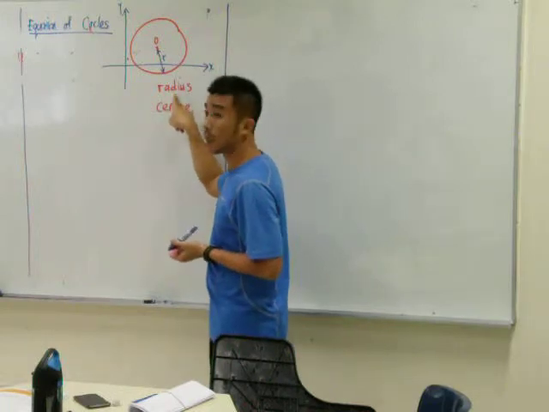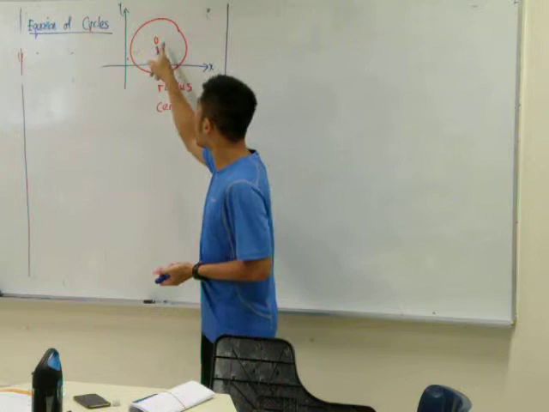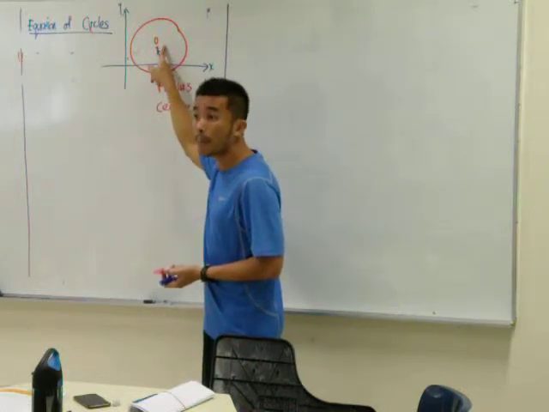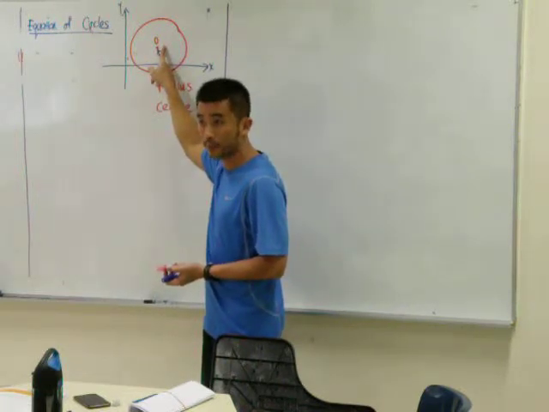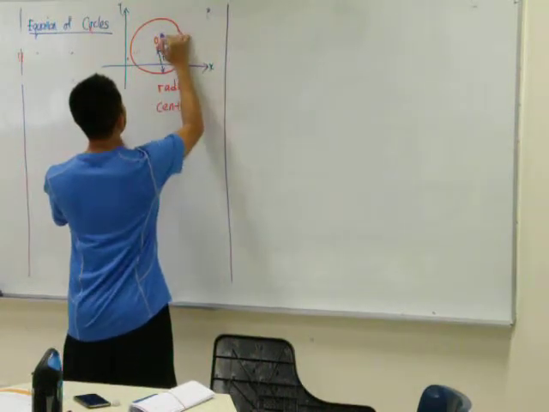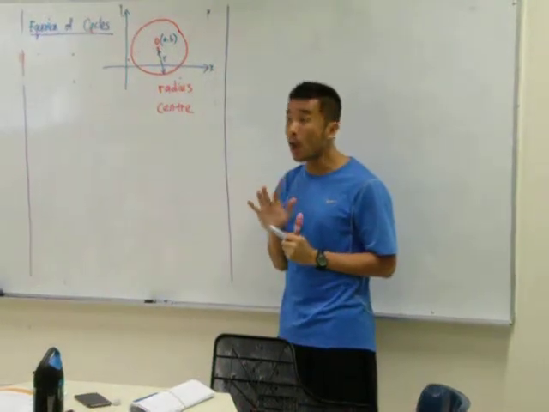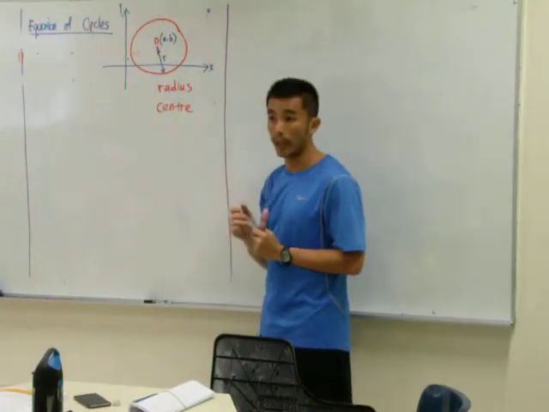Not just the radius. The radius is just a measurement. Am I right? It will tell you the number of units. But for the center, you will have to tell me the coordinates of the center. In general form, the center will be given by this. This will be the general form of how a circle will look like.